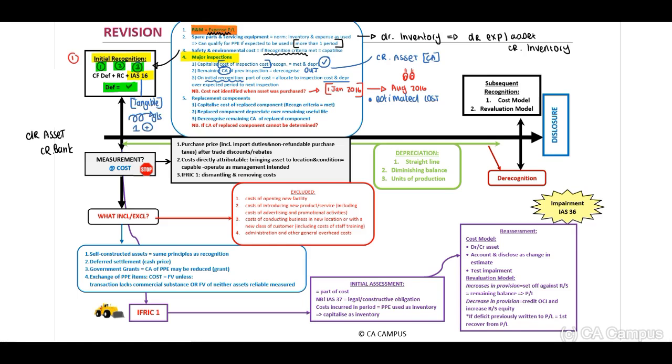Now, number 5, our replacement components, very similar to our major inspections. You will have to capitalize the cost of the replaced component if our criteria is met. The replaced component should be depreciated over the remaining useful life and then derecognize the remaining carrying amount of our replaced component. And then what happens if the carrying amount of the replaced component cannot be determined? Again, similar principle as per our inspection, you need to use the estimated value. Now guys, when there is a question that includes major inspection or replacement components, my recommendation, you need to make use of a table when you calculate the depreciation.